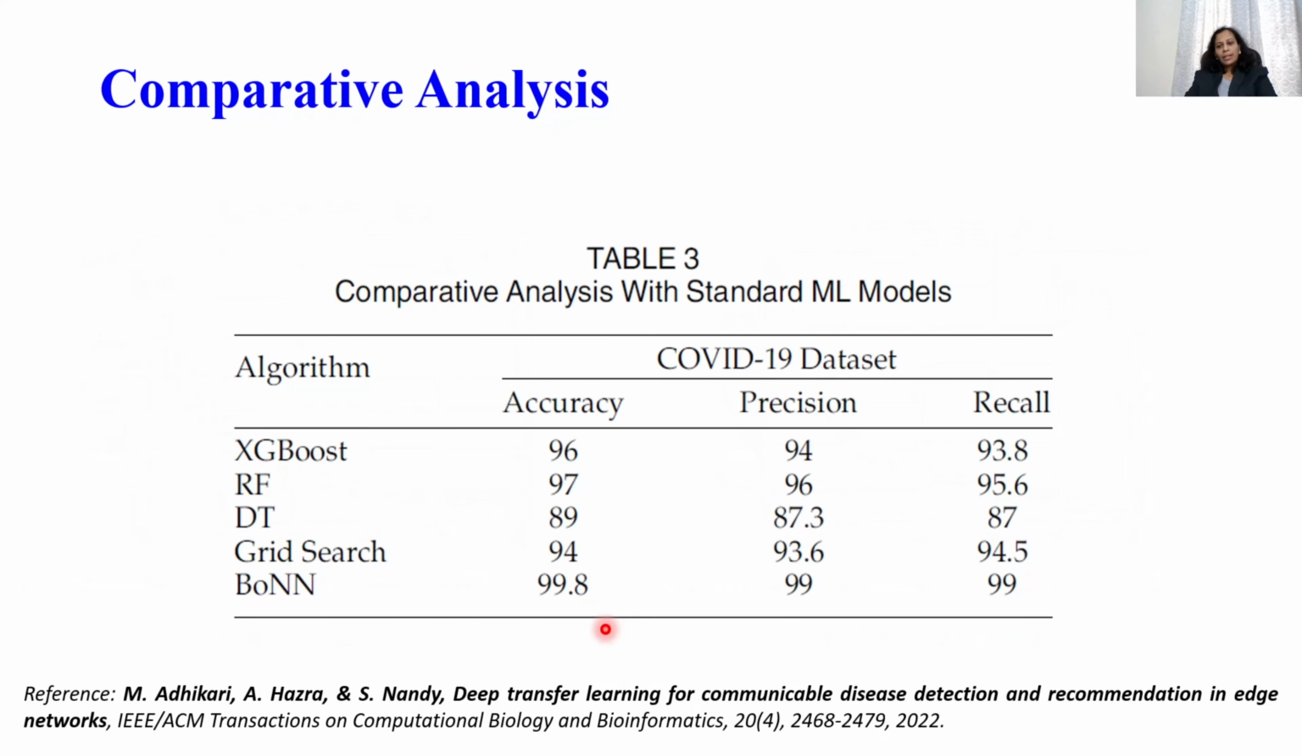In the comparative analysis, well-known classification algorithms such as decision tree, random forest, grid search, and XGBoost were used for the analysis. The proposed BONN model was performing well in terms of accuracy, precision, and recall.